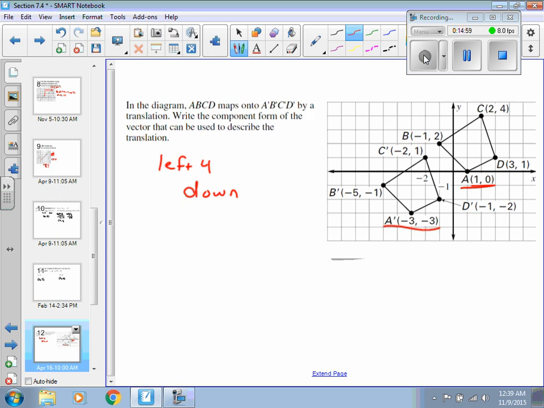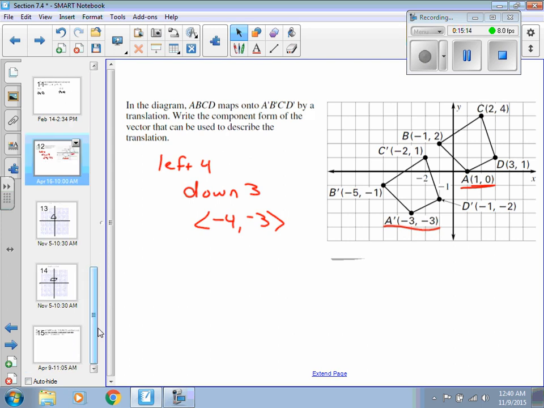Okay, so with the movement we've used, I'm going to write the component form of our vector. We move left 4 and down 3. My vector is (-4, -3), with the -3 in the down direction. Okay, questions on that?